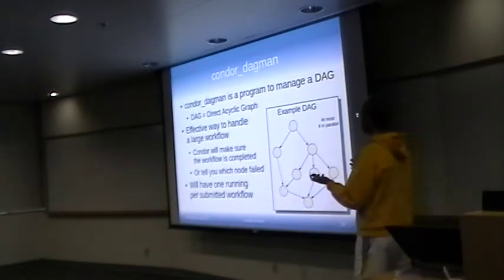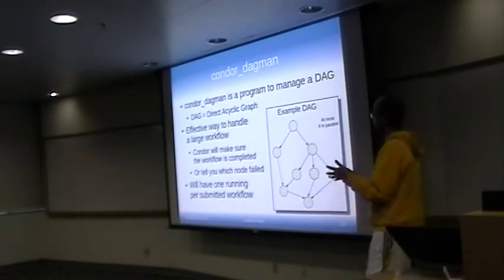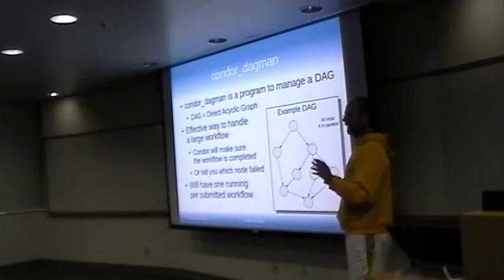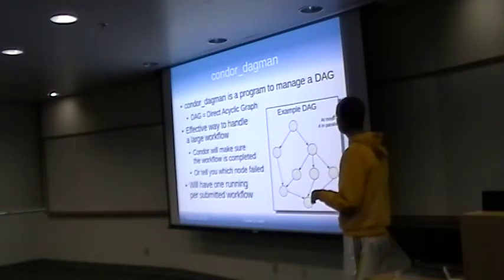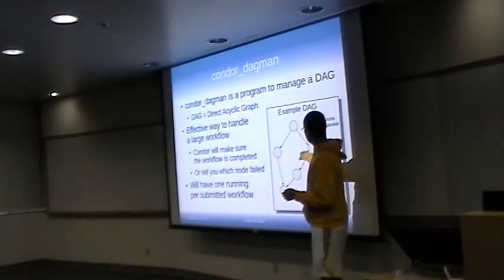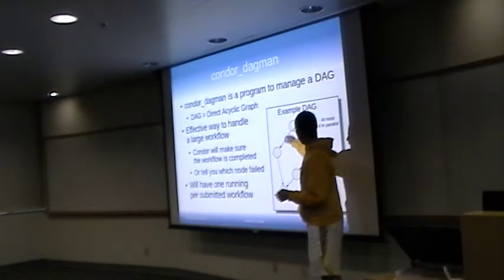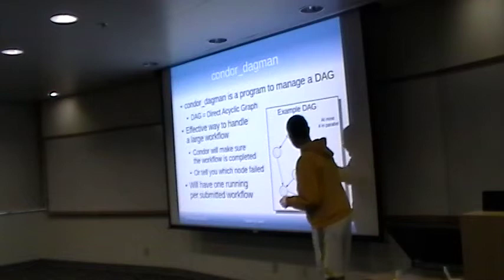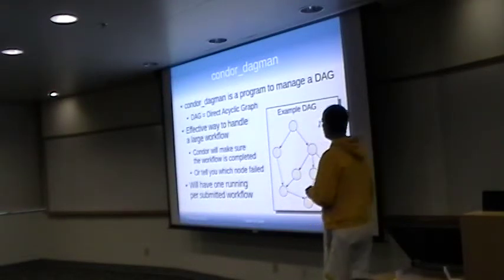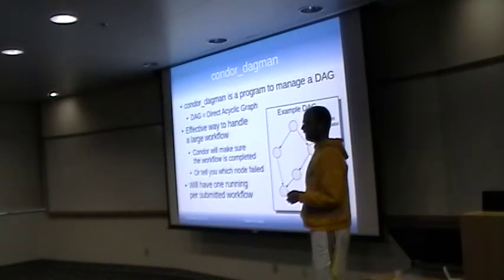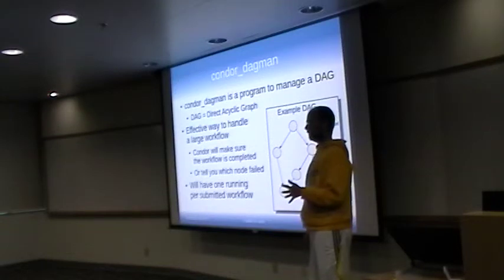So what is DAGMan? Condor DAGMan is really a program to manage a DAG, where a DAG is a directed acyclic graph. Anybody that has done any basic CS stuff knows what a DAG is. So here's an example of a DAG. These two need input from this one, these three need input from this one, this needs both of these, and this needs these two. And you can give a DAG like this to DAGMan, and it will schedule it in such a way that it finishes in the shortest possible amount of time.